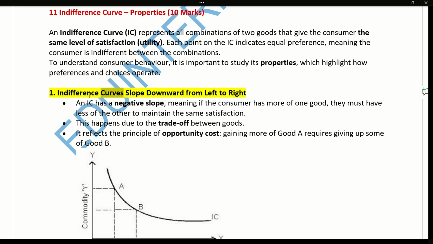1. Indifference curves slope downward from left to right. An IC has a negative slope, meaning if the consumer has more of one good, they must have less of the other to maintain the same satisfaction. This happens due to the trade-off between goods. It reflects the principle of opportunity cost. Gaining more of good A requires giving up some of good B.